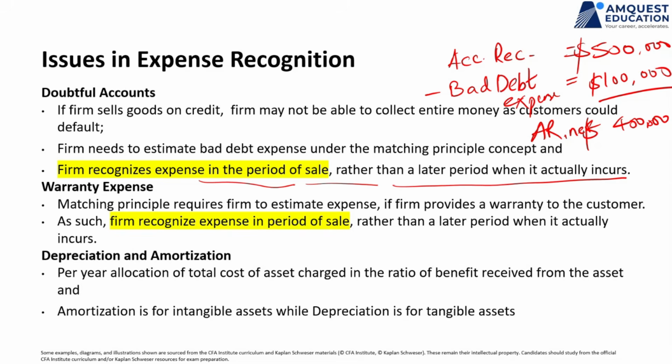Similarly, warranty related to electronic products, goods. Recognize the expense again in the period of sale rather than a later period when it actually incurs, right? So if you have a 1 year warranty, 3 year warranty period, in the first year only recognize the expense and say, okay, 5% chance that I have to pay. After 3 years, if it doesn't come, you can reverse.